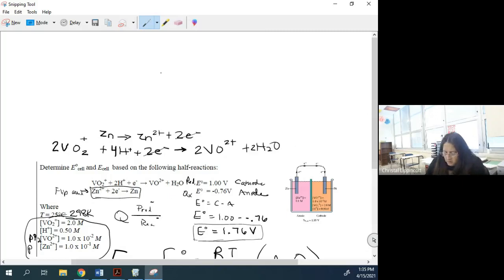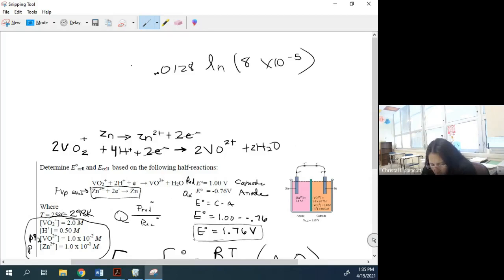Natural log. I ended up with natural log of 8 times 10 to the minus 5 times 0.0128 minus 1.76. Wait, what? I don't know what I keep doing wrong. Oh my. That's not right. I've been clicking log. Natural log, honey. I know. Okay, for the natural log.